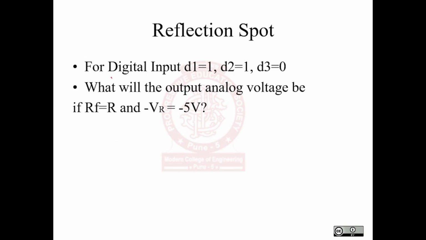This is a reflection spot wherein we will discuss the values that we have given and find out the answer for VO. The D1 value is 1, D2 is 1 and D3 is 0. For that, we have to find out the analog output voltage considering RF is equal to R and minus VR is equal to minus 5 volt. That means the reference voltage given is minus 5 volt. I'll pause for a while, and till then we can find the answer and then check it.